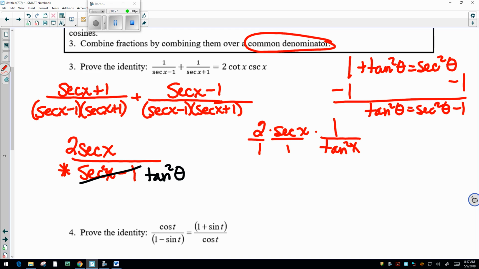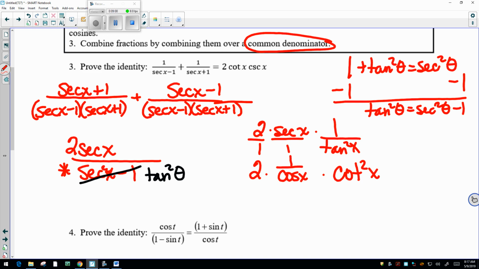And my train of thought for that is, well, I see the 2, I want the 2, so that's good. I see this tangent squared x, and I see it's a 1 over tangent squared of x. So that makes me think, well, I could switch that, and that's really cotangent squared of x. Those are equivalent expressions. Secant of x, I know, is really equal to 1 over cosine.